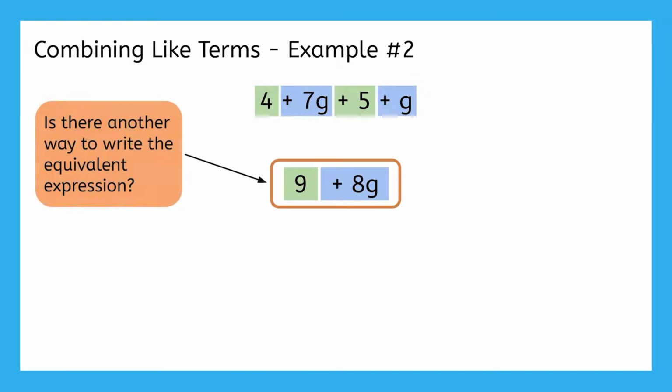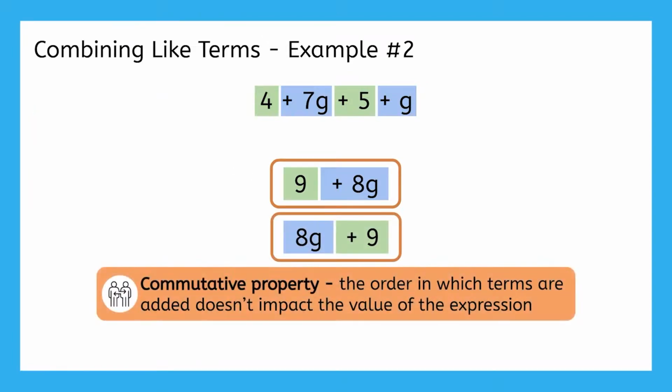Is there another way we could write this equivalent expression? There is. We could also say 8g plus 9 because the commutative property states that the order in which terms are added doesn't impact the value of the expression.